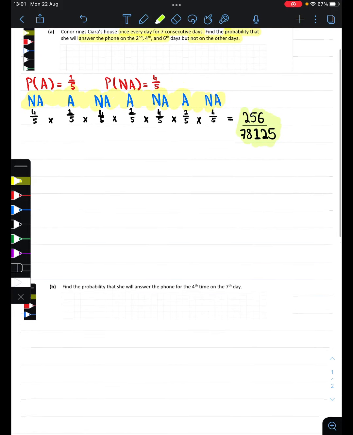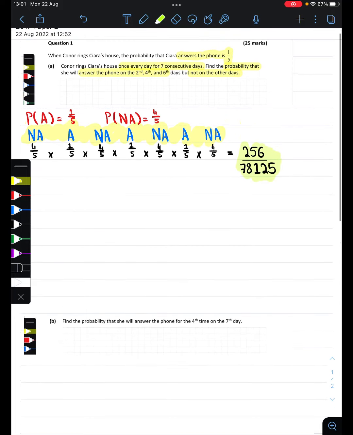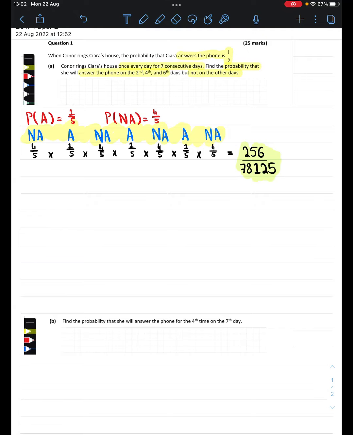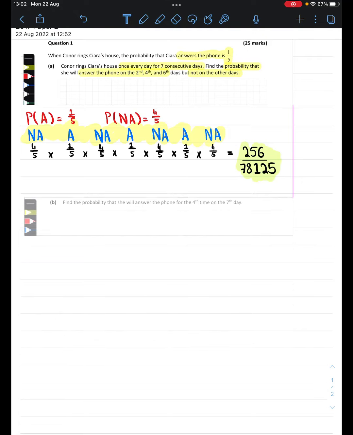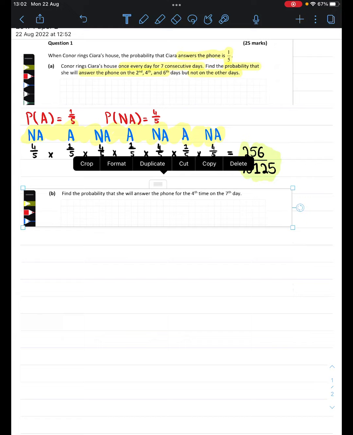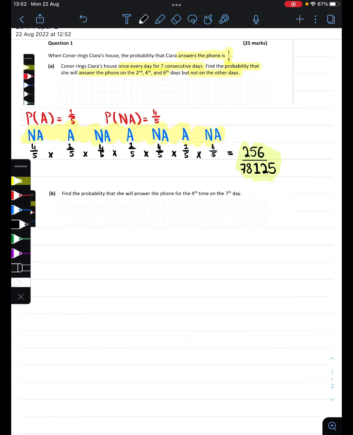So that's it. Just break this event up into the events that need to happen, and then look at the probability of those individual events. Okay, now let's take a look at part B. So find the probability that she will answer the phone for the 4th time on the 7th day.